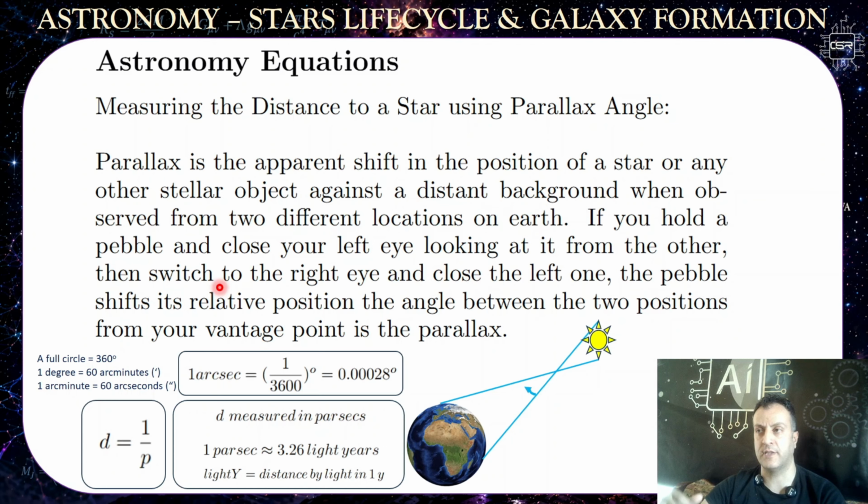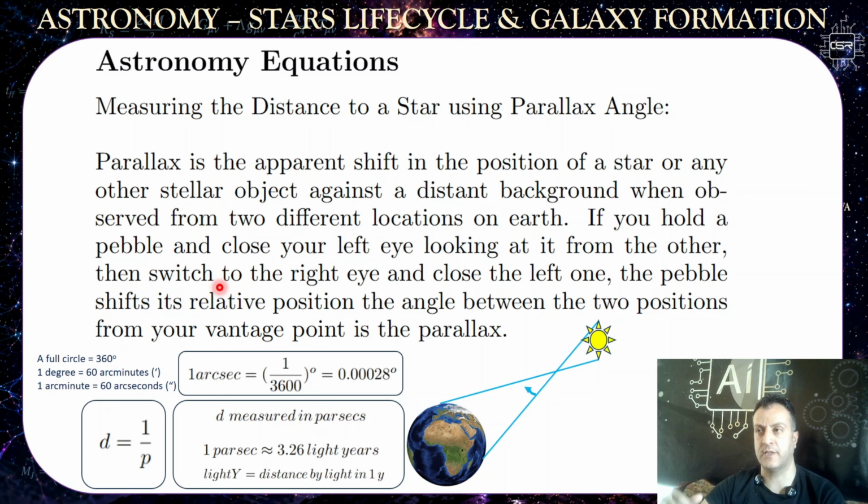So the pebble shifts its relative position. The angle between these two positions from your vantage point is the parallax used in order to get the distance from the observer all the way to the object being observed.